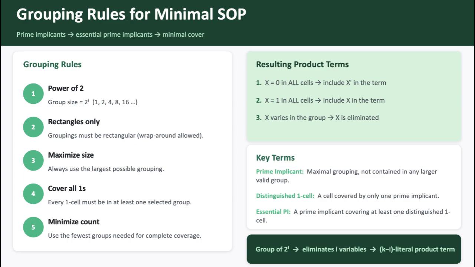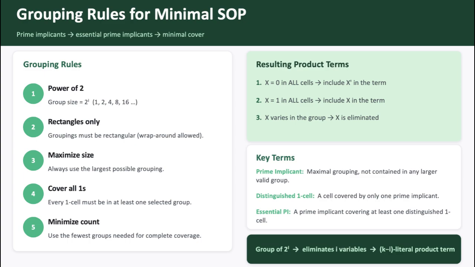Rule 2. Groups must be rectangles. This includes wraparound rectangles, a group that spans the left and right edges, the top and bottom edges, or even all 4 corners. But no L shapes, no T shapes, no diagonals. Only rectangles. Rule 3. Always maximize group size. A larger group eliminates more variables and gives a simpler term. You should always try to make your groups as large as possible, even if it means overlapping with other groups.